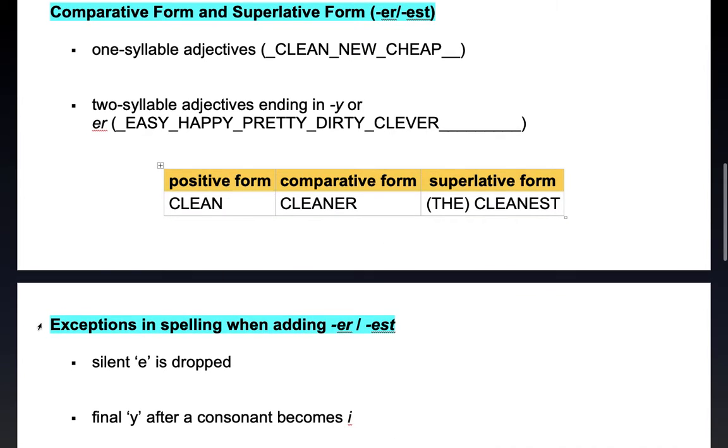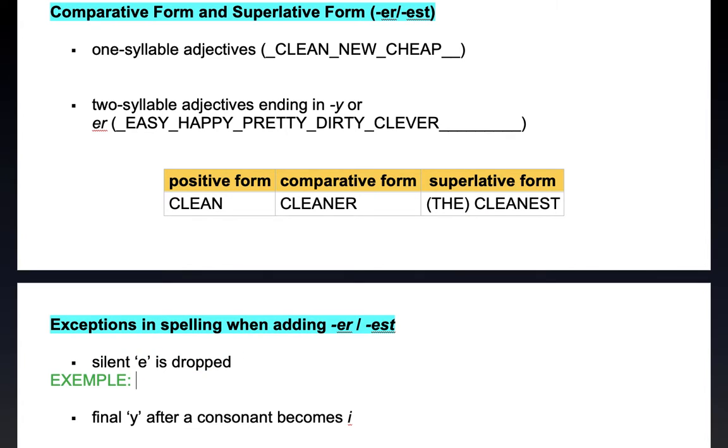But, as always, we have exceptions in spelling when adding ER or EST. Excepciones en la ortografía al agregar ER o EST. Recuerden que en inglés encontramos muchas excepciones que, bueno, no hay nada que hacer, pero hay que aprendérselas de memoria. First one, silent E is dropped. La E silenciosa al final se descarta. Mejor dicho, no se tiene en cuenta.